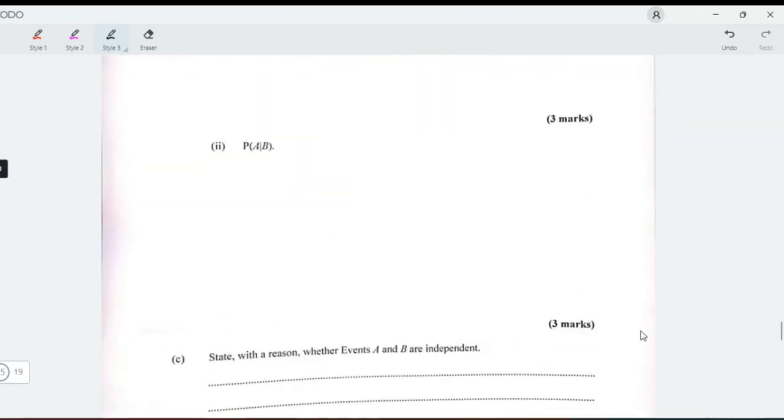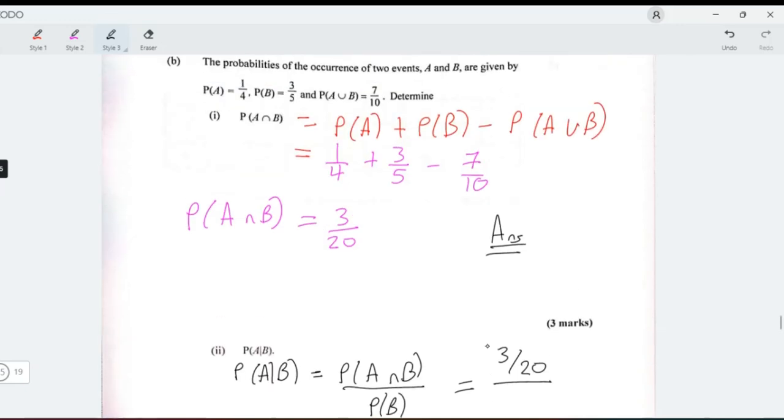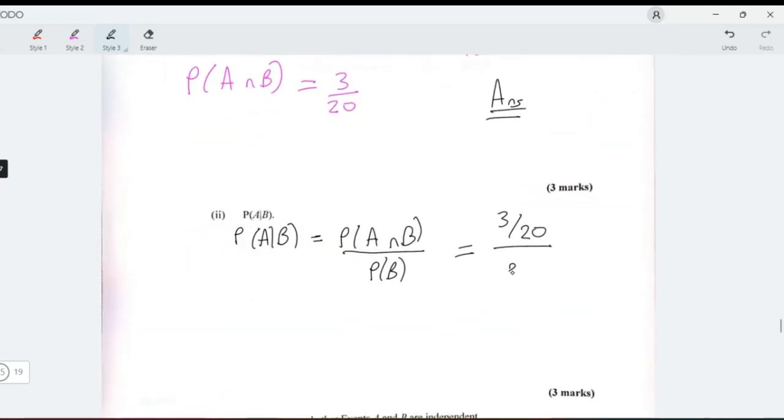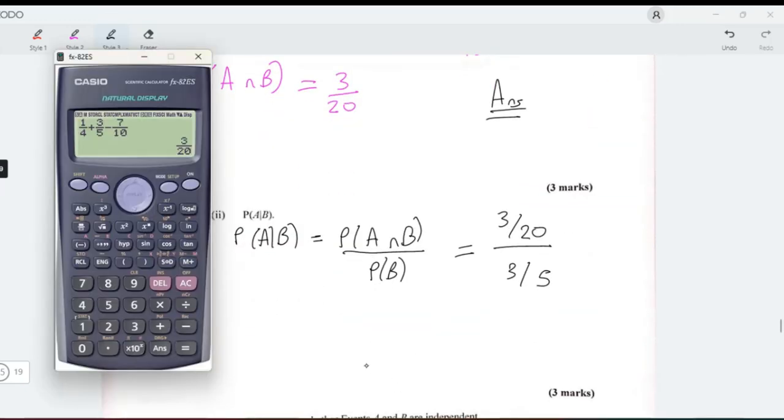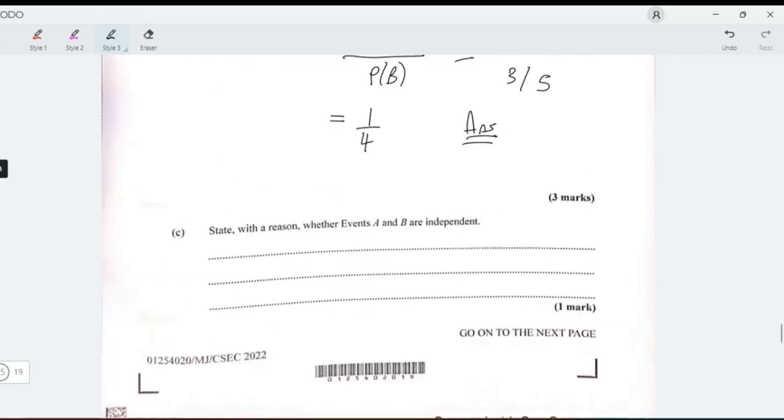Now, the next piece: the probability of A given B. The probability of A given B is the probability of A intersect B divided by the probability of B. So that is 3 over 20 divided by the probability of B, which is 3 over 5. We do that now: 3 over 20 divided by 3 over 5 is a quarter. 3 marks for doing absolutely nothing.